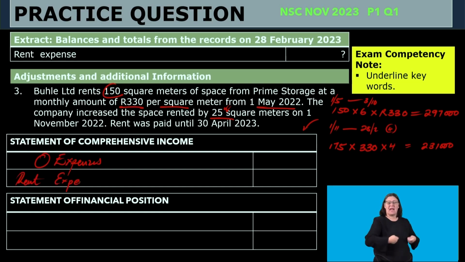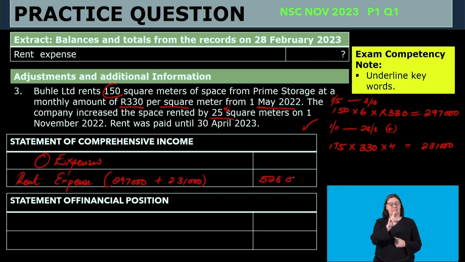When I come to my statement of comprehensive income under my operating expenses, I will now say rent expense. And for my rent expense, I now know that I have two amounts that I'm going to add. It is my 297,000 plus my 231,000. That is going to give me the total amount, which is 528,000. There were several other ways in which you could have done this adjustment, but I thought let's do it in a very simple way.